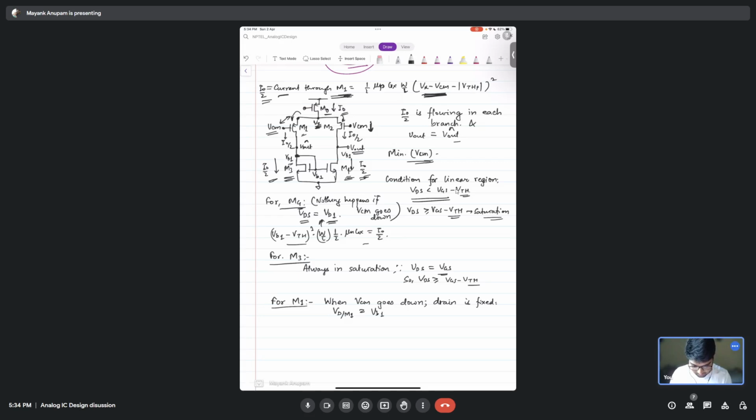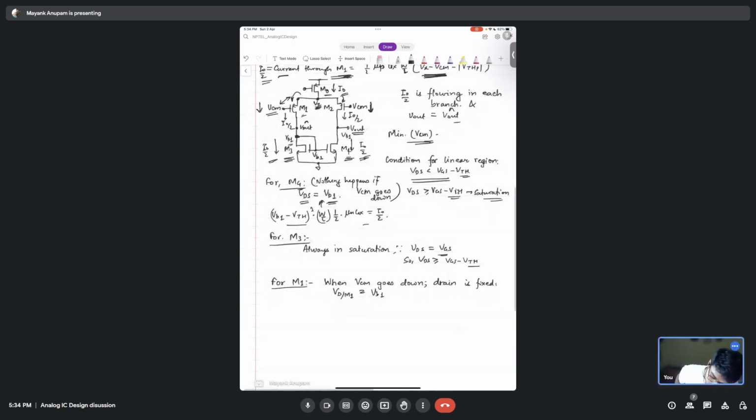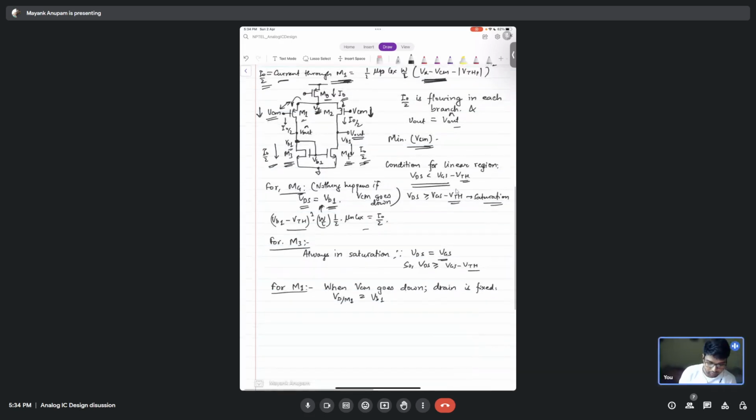Yes, sir. Then only it would be possible. So when VCM goes down, Vx also goes down by the same amount, isn't it? Mind it, VDP will not be changed.